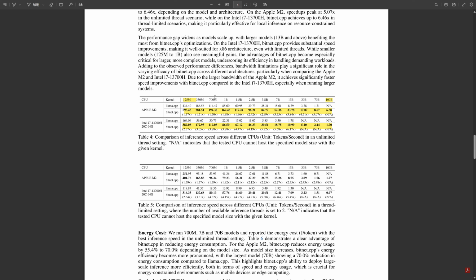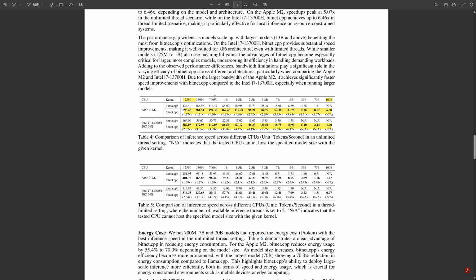Yeah. They didn't have energy data for the absolute largest model on Intel, but the results strongly suggest BitNet.cpp is incredibly effective at cutting the energy footprint across different CPUs, especially maybe for smaller models on those high-performance cores. So it's not just faster, it's way more energy efficient too. That really boosts the case for running these advanced models locally.